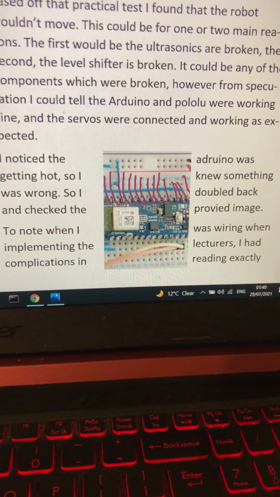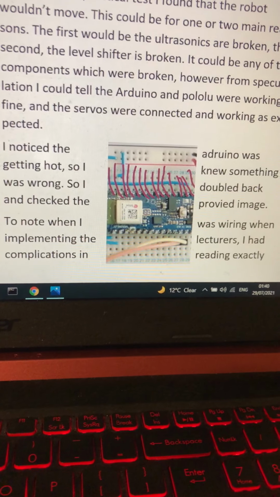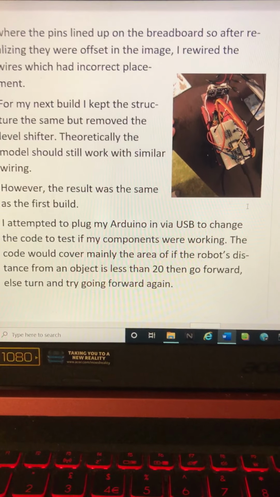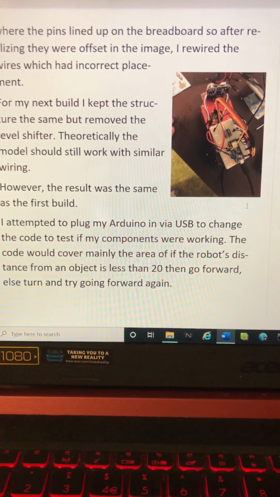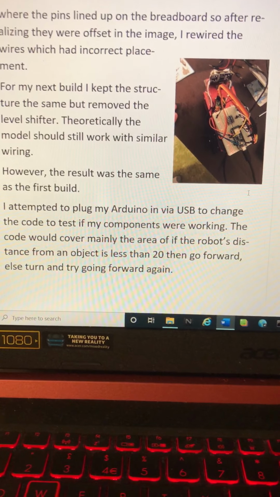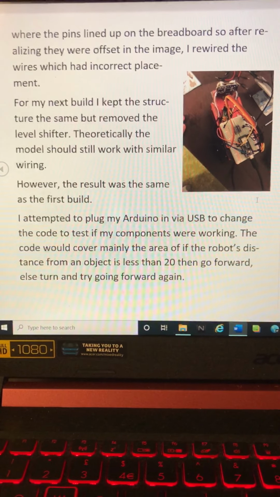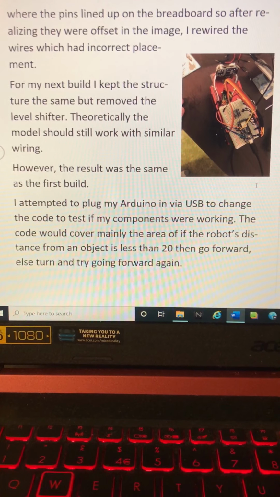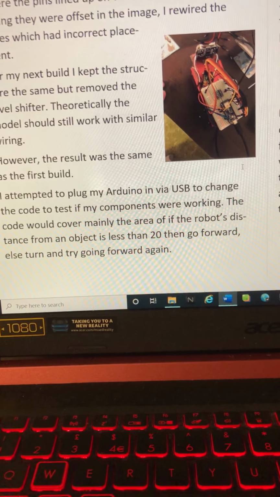So yeah, I noticed it getting hot. So I think what must have happened is I put a few wires in the wrong place. Anyway, so moving on. For my next build, I thought there was something wrong. It was either the ultrasonics which caused it, or it was the level shifter. Now, I thought it could have been either, so that's when I tried changing a few wires around because I thought I got it wrong. Now, what that did, it burnt my Arduino, so I had to get a new one.